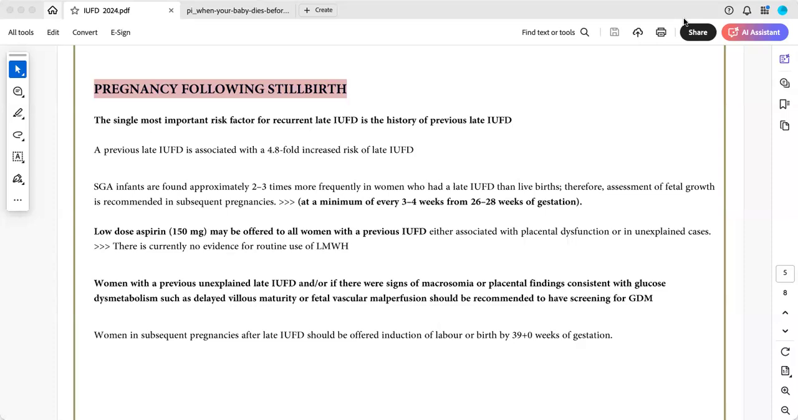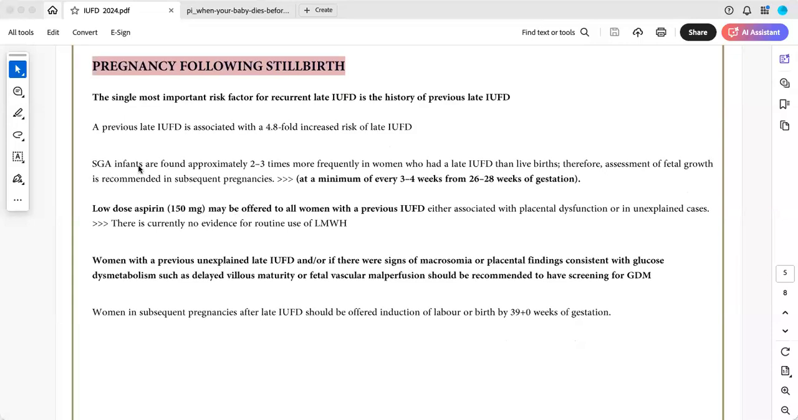A previous late IUFD is associated with a 4.8-fold increased risk of late IUFD, and small for gestational age infants are found approximately 2 to 3 times more frequently in women who had a late IUFD than live birth. So the rate of small for gestational age is 2 to 3 times more frequent. Assessment of the fetal growth is recommended in subsequent pregnancies.